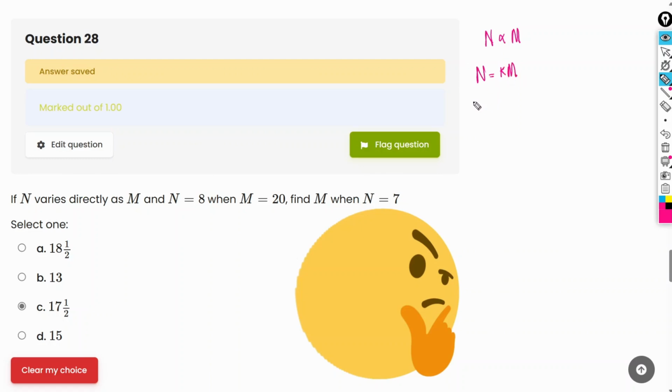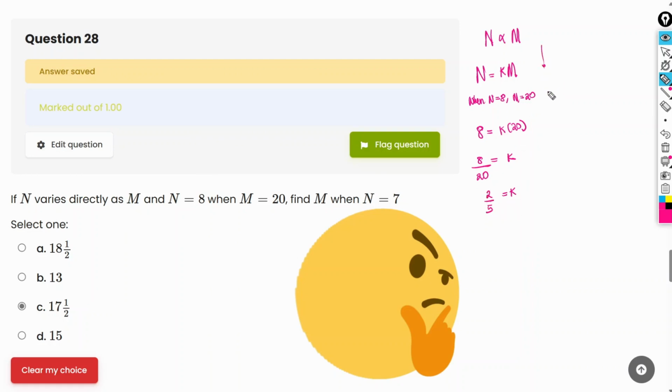All right, now we are told that when n is equal to 8, m is what? M is 20, right? So I can plug those two in. I can say 8 is equal to k times 20. I can divide both sides by 20. I'll have k is 8 over 20. So that means that I can write k as what? 2 over 5. All right, k is 2 over 5.